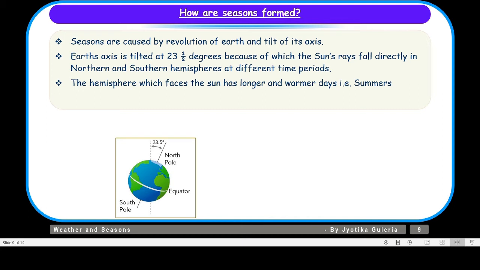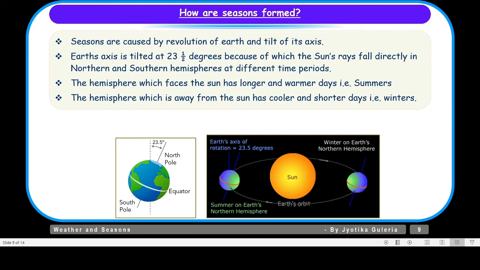The hemisphere which faces the sun has longer and warmer days, that is summer, and the hemisphere which is away from the sun has cooler and shorter days, that is winter. So children, as you can see here in this diagram, the northern hemisphere is tilted towards the sun, or we can say that the rays of the sun will fall on the northern hemisphere more directly as compared to the southern hemisphere. Therefore, the northern hemisphere will experience summer and the southern hemisphere will experience winter.